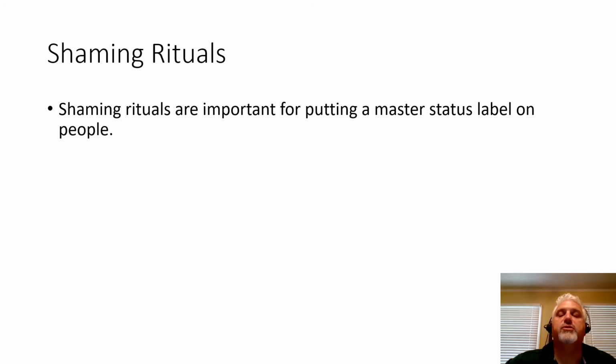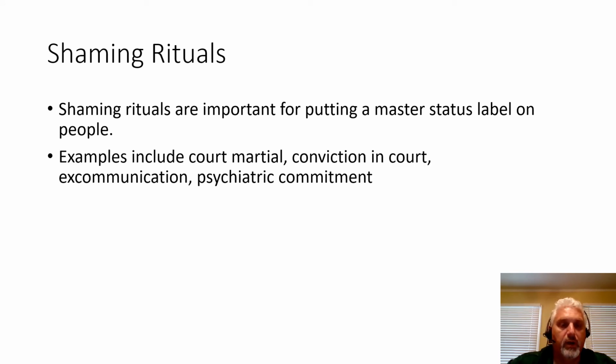It's where all of society essentially agrees that, yeah, you deserve this master status label as a deviant, whether it's a criminal or an excommunicated member of a church or what have you. The shaming ritual is important because it allows society to feel like, yes, you have been treated fairly, and we've decided your behavior is so egregious you need to be shamed and punished in this way. So how do we do this in our society today?